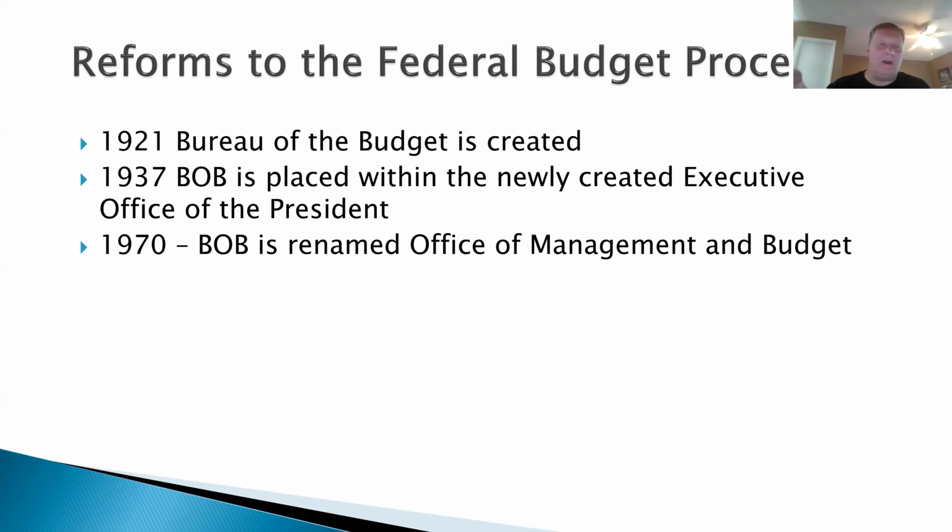In 1937, it was placed within the Executive Office of the President to recognize its management role for the federal bureaucracy. And then finally in 1970 it was renamed the Office of Management and Budget, again adding that management term in the title to recognize the increased scope of the power and responsibilities of the Office of Management and Budget. So basically what we have done over decades is we have created this very powerful organization, the OMB, to serve the President of the United States.